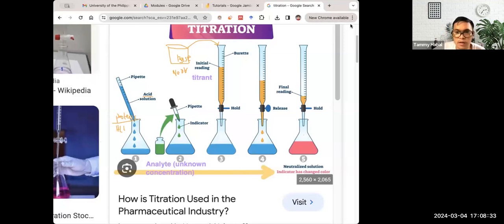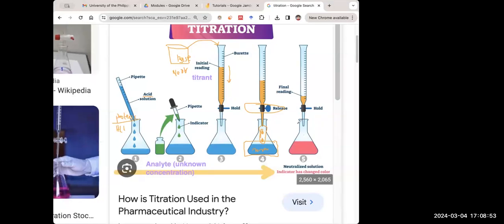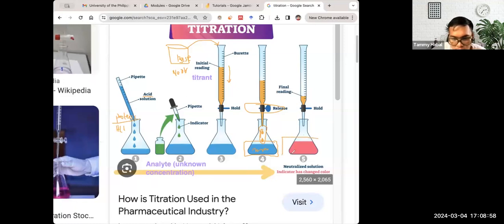Okay, so let's go back here. As you add your titrant, you open your knob, and then the base is added to the solution. So does the volume inside the flask increase or decrease? Increases. Correct. And as you can see, the phenolphthalein changes in color, and that is where you close the knob and you read the burette.